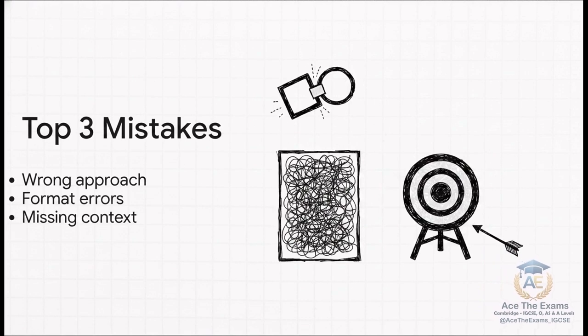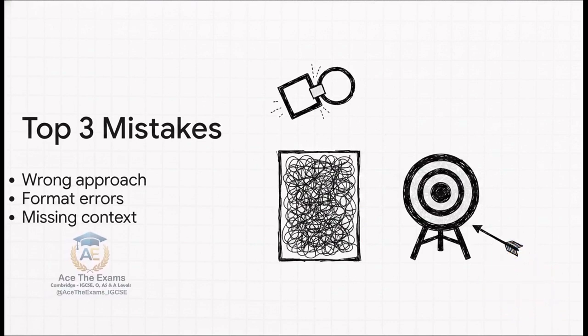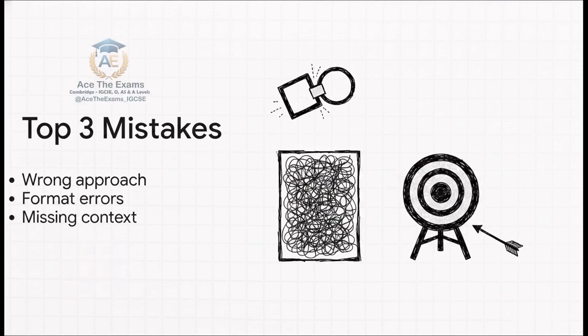Number 1, using the wrong approach for the context. The classic trap in composite functions is blindly applying a general algebraic rule without looking at the specific domain constraints you were actually given. Number 2, forgetting to check format and presentation. A brilliant mathematical mind will still lose marks if the examiner cannot read or logically follow the notation. And number 3, providing answers not specific to the given context.